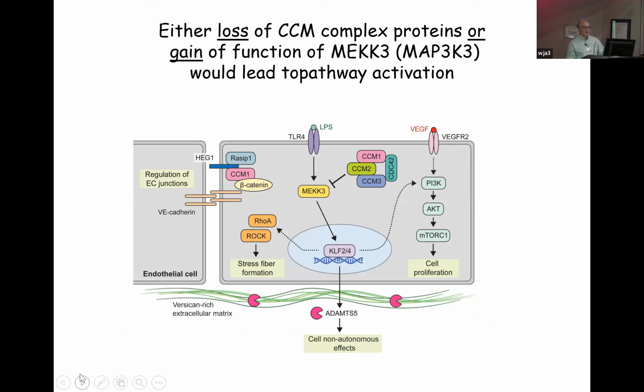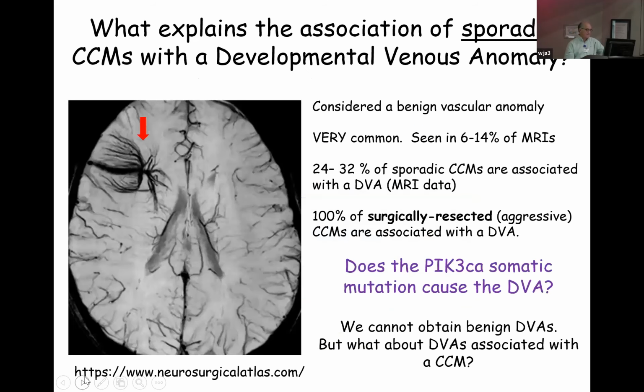And I didn't talk a lot about the biochemistry. It's really quite complicated, but it appears this CCM complex, there are three genes, seems to be involved in a lot of different pathways. But one of the things it does is it inhibits this MEK3, that's MAP3K3. So the idea is you can either knock out, with two hits, the negative regulator, or you activate that. I didn't tell you that that's an activating mutation for MAP3K3, and you can get a CCM. But if you want an aggressive CCM, you've got to also activate the PI3 kinase pathway to really get that aggressive one.